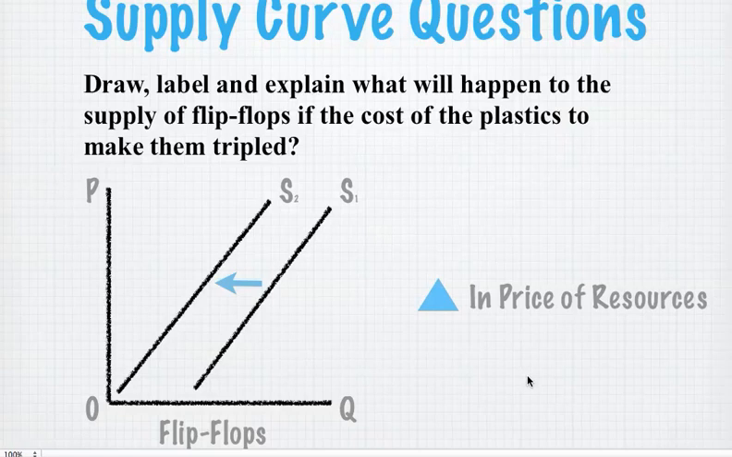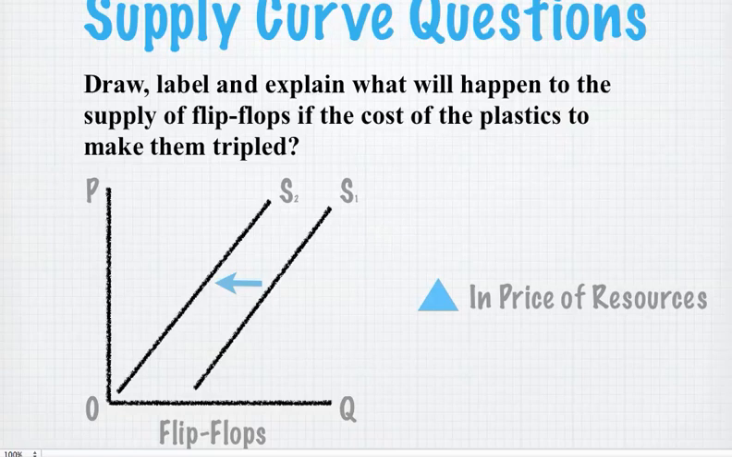Then it's going to be the change of price of resources, and I know that because it asks what will happen to the supply of flip-flops if the cost of plastics to make them triples. So now I'm paying more money just to buy the plastic to make my flip-flops than I was before. So that money I'm using to spend there, I can't put into the production of the supply of flip-flops. That is why it will be a negative effect on the supply curve for flip-flops. So we'd have S1 to S2, and it's a negative, and it's changing the price of resources once again.